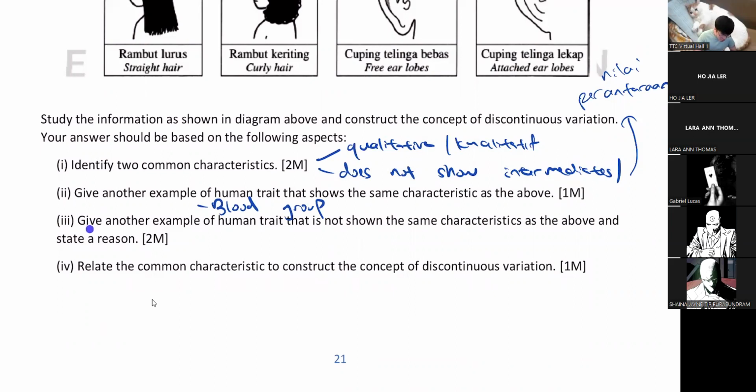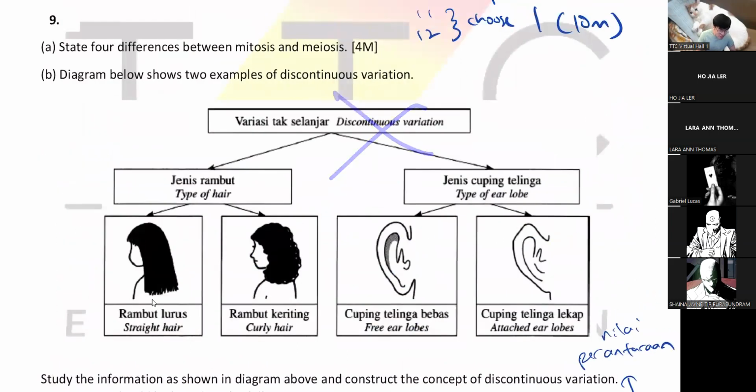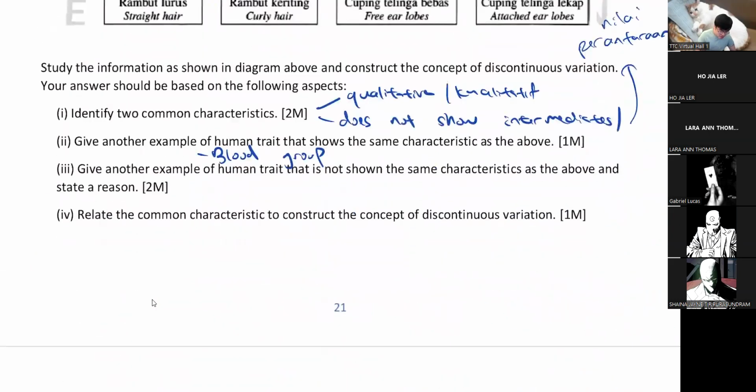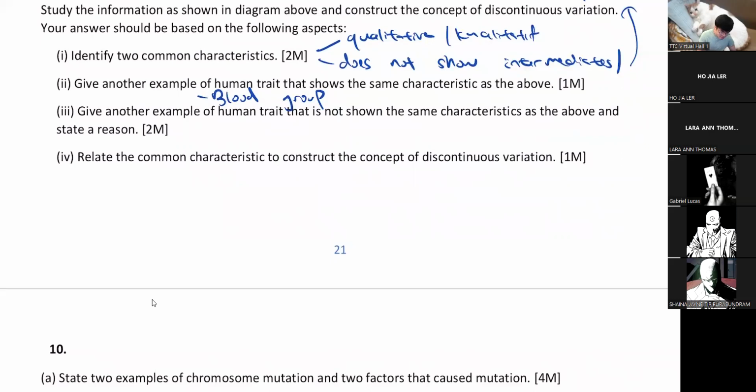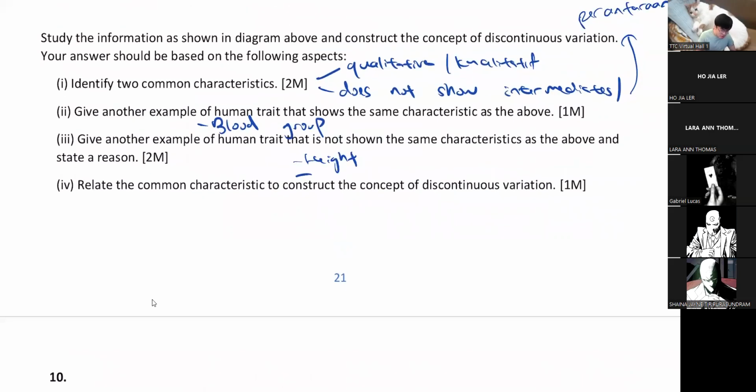Number 3, give another example of human trait that does not show the same characteristic. That means what is not discontinuous, that means continuous. So in this case, you have your height. State a reason. Why is height not discontinuous? Because it is quantitative, like we said just now.